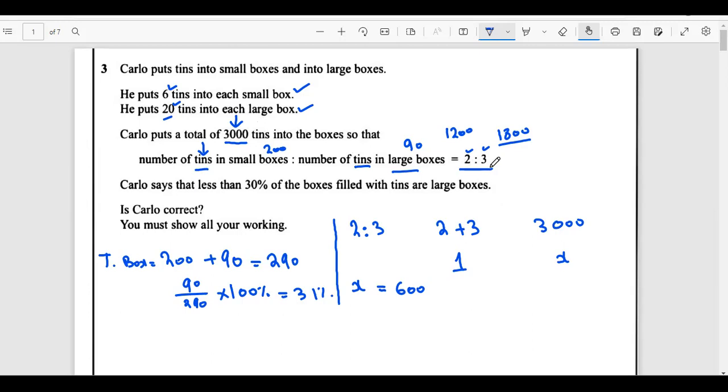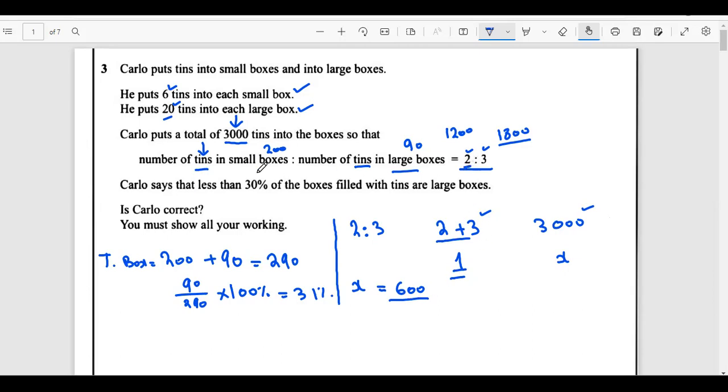So it was 2:3, so it would be 2 plus 3, that would be 5. So 5:3000. So in 5 we had 3000. What would we have in 1? That would give you the number of tins for 1. We're talking about the number of tins. If 5 units are giving us 3000 tins, then 1 unit would give us X tins, and this X turned out to be 600.